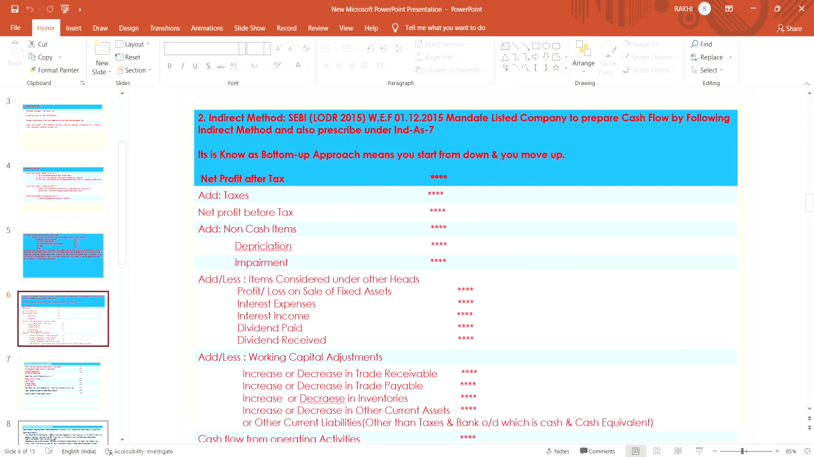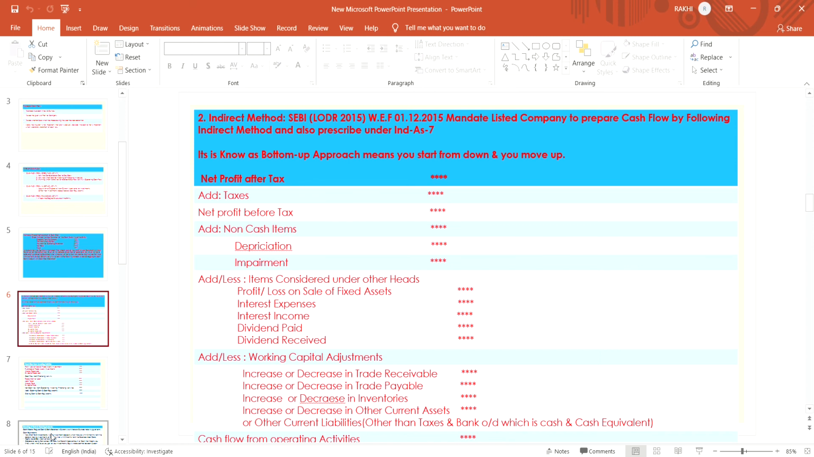Why is it called bottom-up? Because we start our cash flow by taking the P&L from the bottom, the net profit after tax. Then we take any non-cash items, and add and less accordingly. That's why it is called the bottom-up approach. The company starts its cash flows from the bottom and moves up. So how is the indirect method prepared? By taking net profit after tax, then adding back the taxes, then net profit before tax. Why are we adding back the taxes?